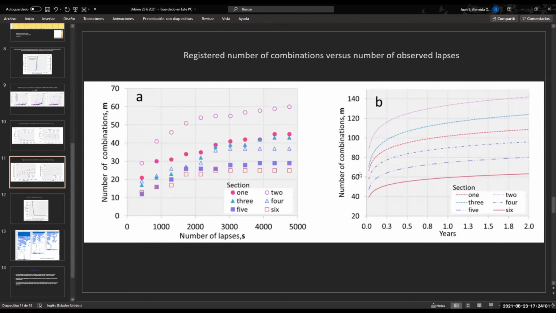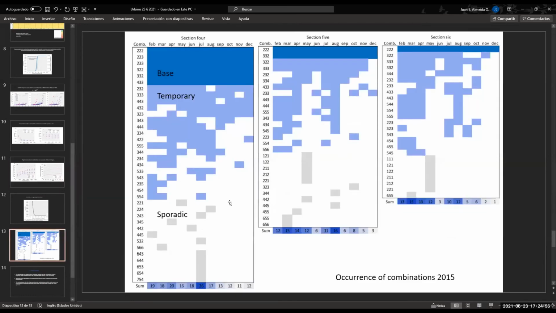And finally, what we found was that the number of combinations also does not increase all the time, as in this logarithmic function, and from this we can predict how many combinations might appear in the ecosystem if we continue sampling. This might reduce the time and effort of sampling to find how many combinations are in the ecosystem.